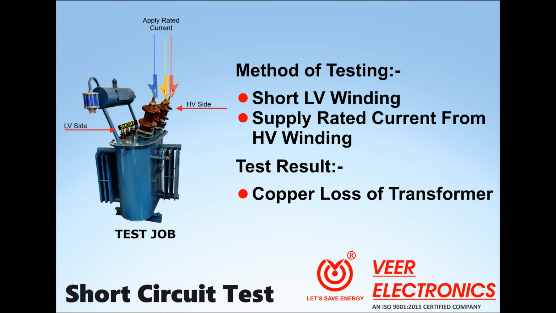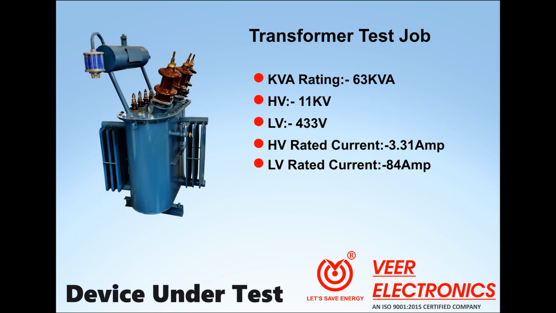Now, we will perform short circuit test. Short circuit test is used to find out copper loss of transformer. Here, as DUT we are using 63 kVA, 11 kV by 433 volts distribution transformer.